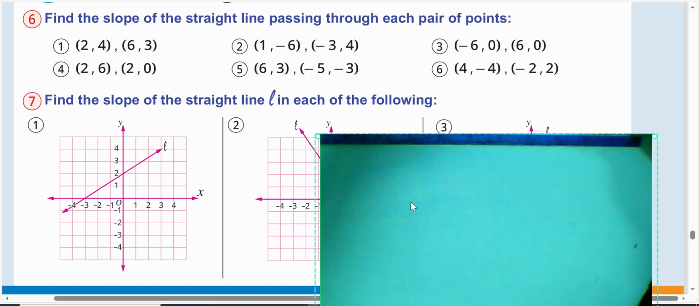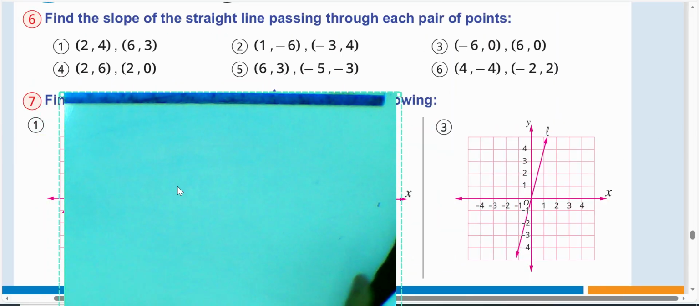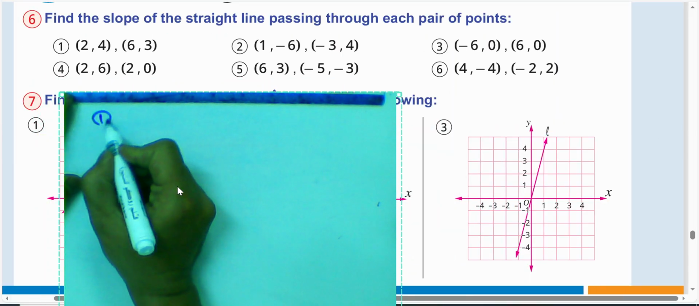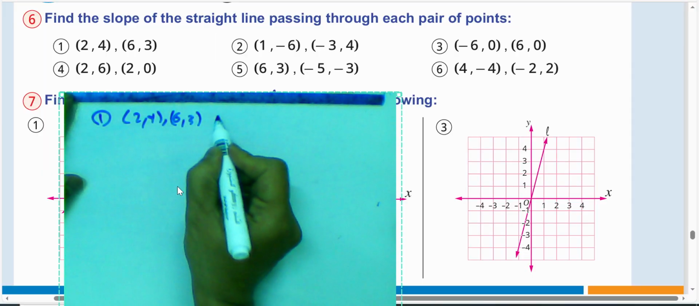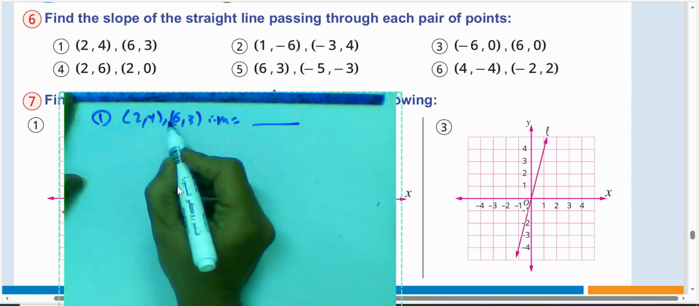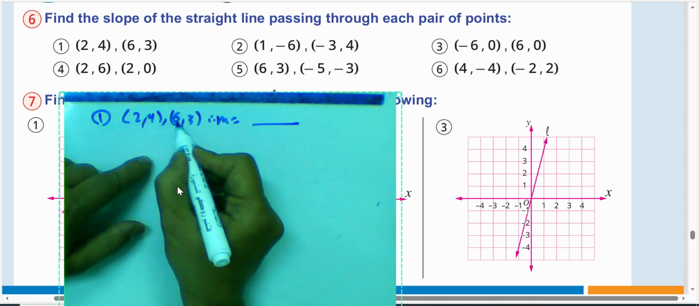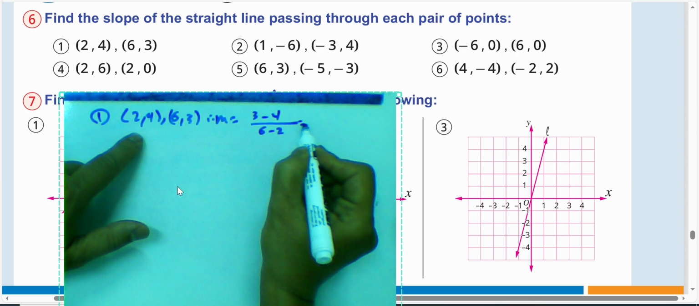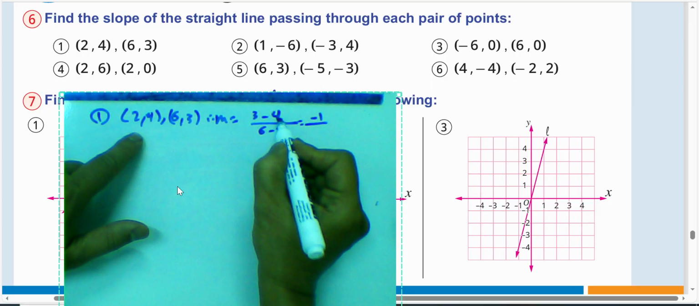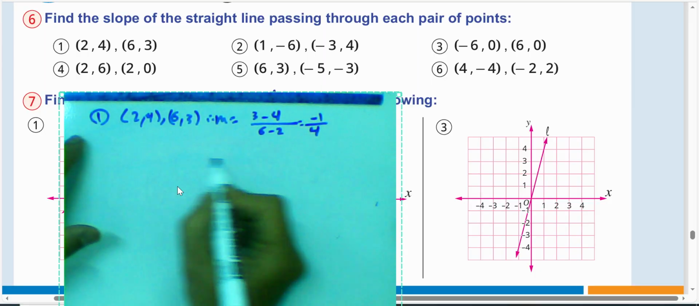Find the slope of a straight line here for each one. First question: we have point (2, 4) and second point (6, 3). Then the slope will be equal to y2 minus y1, 3 minus 4, over 6 minus 2. 3 minus 4 is negative 1, and 6 minus 2 is 4.